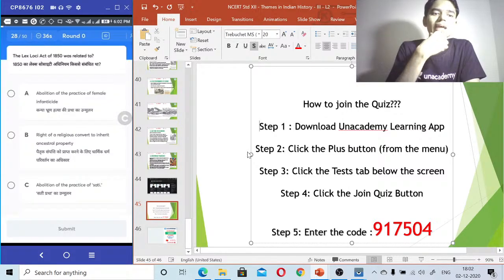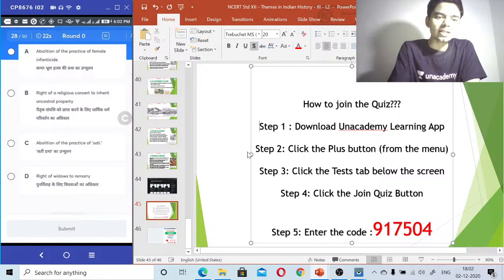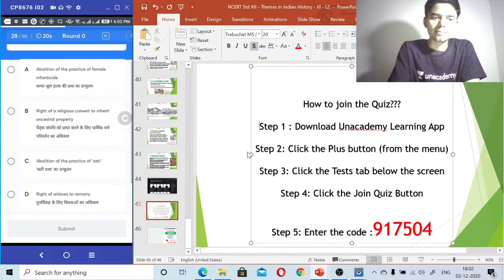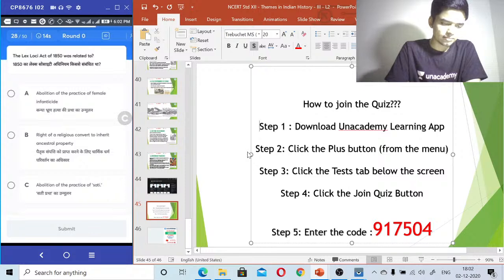Question number 28. The Lex Loci Act of 1850 was related to dash. Option A. Abolition of the practice of female infanticide. B. Right of a religious convert to inherit ancestral property. C. Abolition of the practice of sati. D. Right of widows to remarry. Lex Loci Act. Easy question.